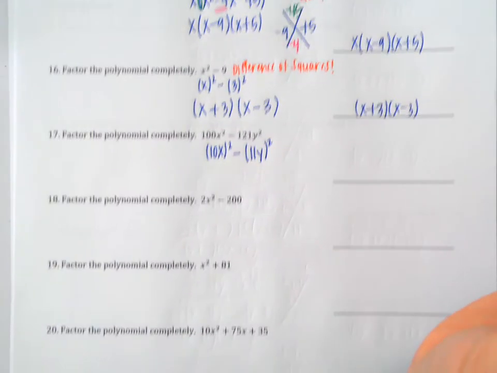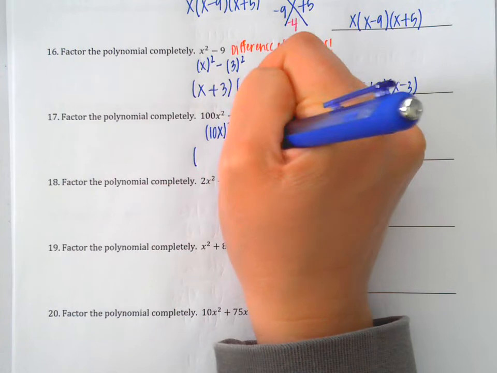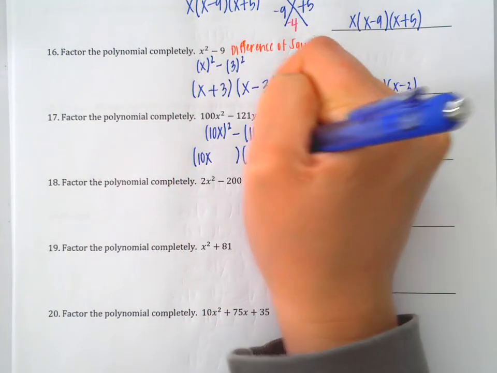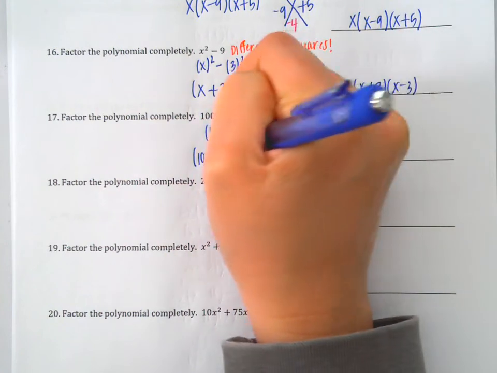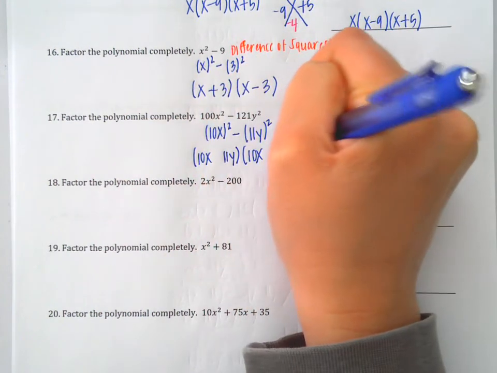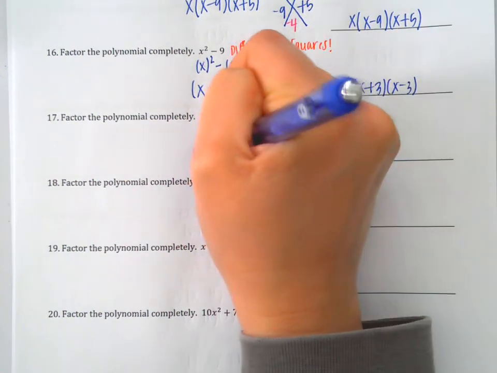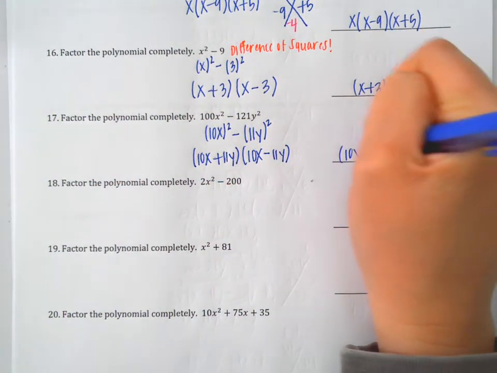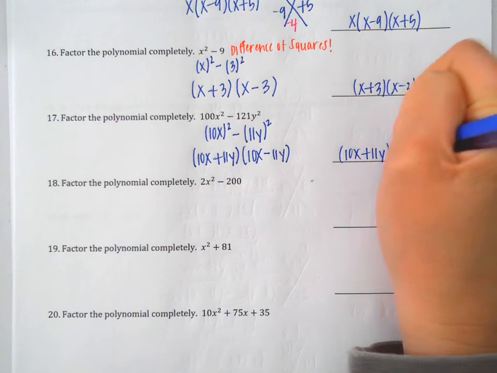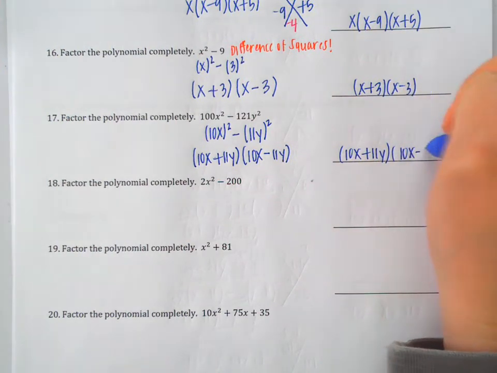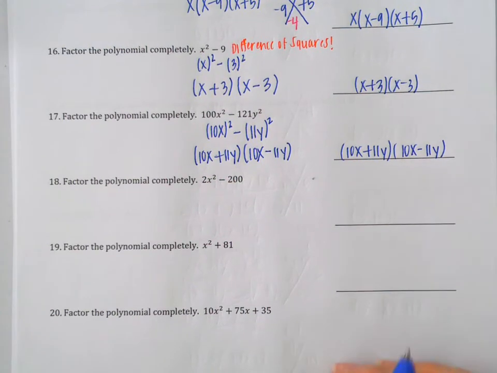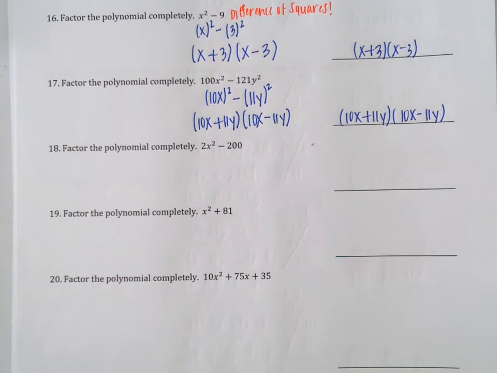So then I have my 2 terms that I'm going to be splitting up into my 2 parentheses. So that would be 10x and 10x, and then 11y and 11y. Plus, minus, that's my answer. So 10x plus 11y and 10x minus 11y. And that's that.